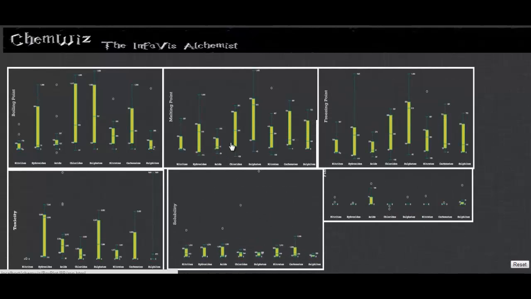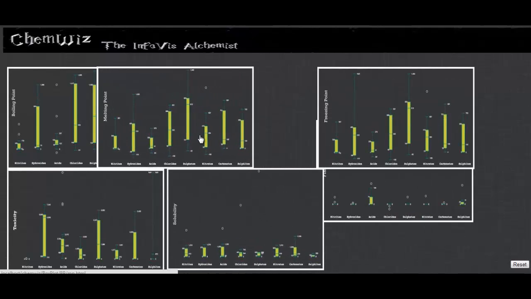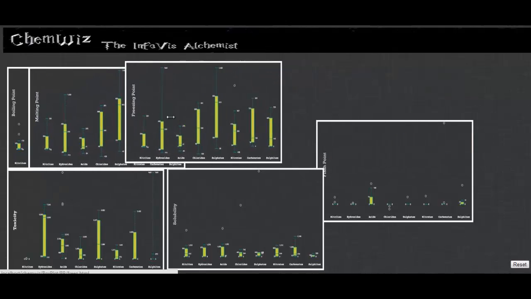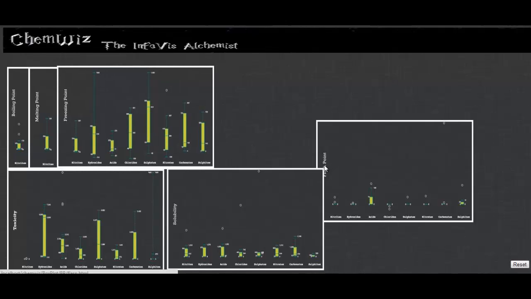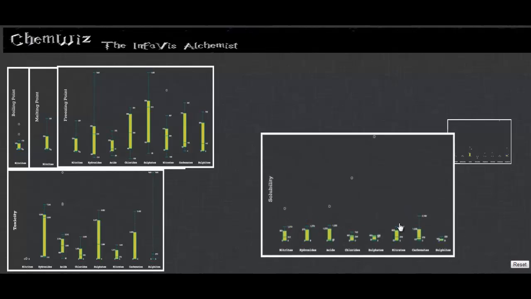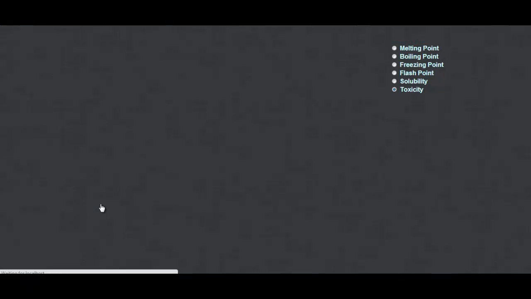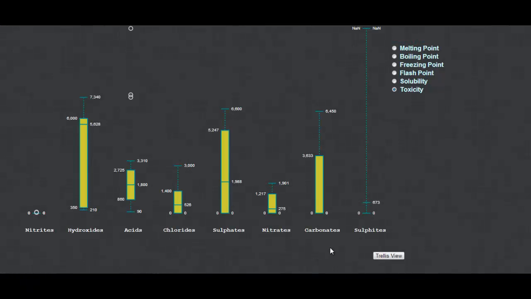The user can also choose to draw intra-group insights, such as comparing just the nitrites across multiple properties. Resizing of plots allows to zoom into specific plots and also get rid of others. Further, following Dr. Shneiderman's overview, zoom and filter mantra, the user can click on any plot to get details such as the 5-number summary for each group of compounds and derive further insights.